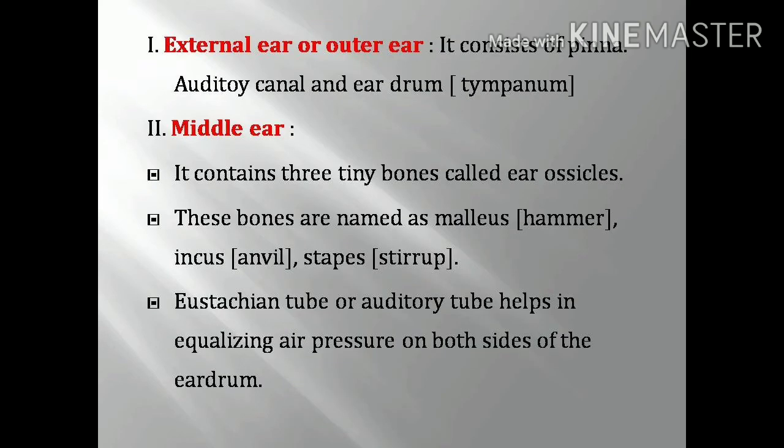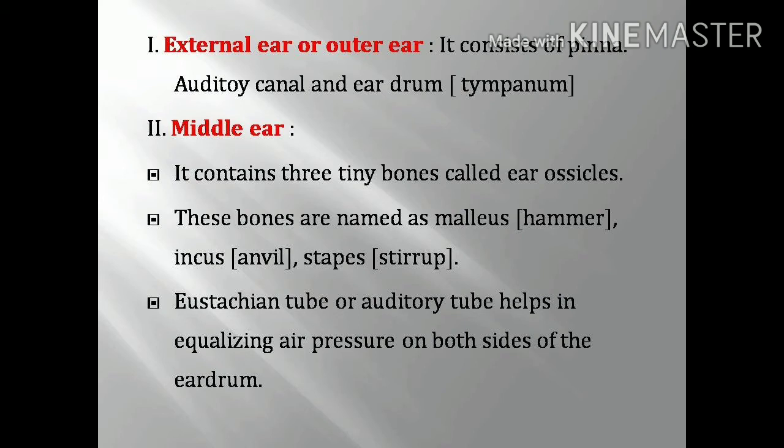First we can study the external ear. It is also called outer ear. It consists of an external visible part which is called pinna or auricle, and an internal part, the auditory canal. The auditory canal is the passage leading to the eardrum, also called tympanic membrane or tympanum. In the external ear, we can see three parts: pinna, auditory canal, and tympanum or eardrum.